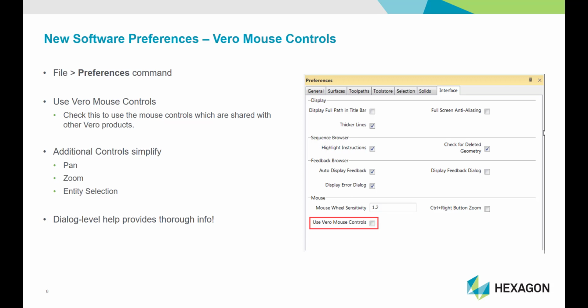And then sliding down to the Interface tab, there's a new preference to use the Vero mouse controls. We have some users that may have other Vero products such as WorkNC, and we've all been in situations where you have different software packages you use regularly that have slightly different mouse controls, and this option is great for helping ensure a standard mouse operation across different Vero software products.